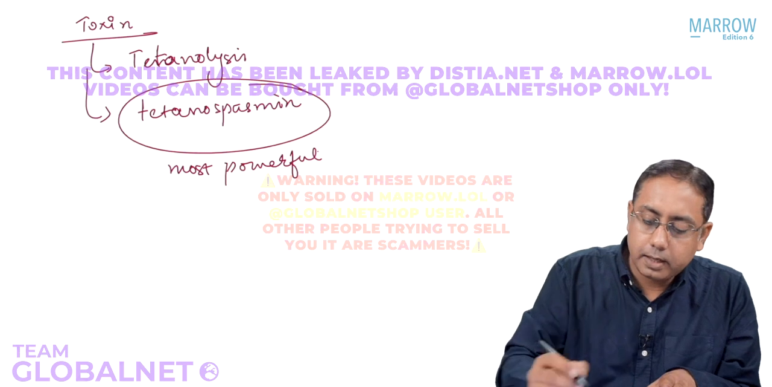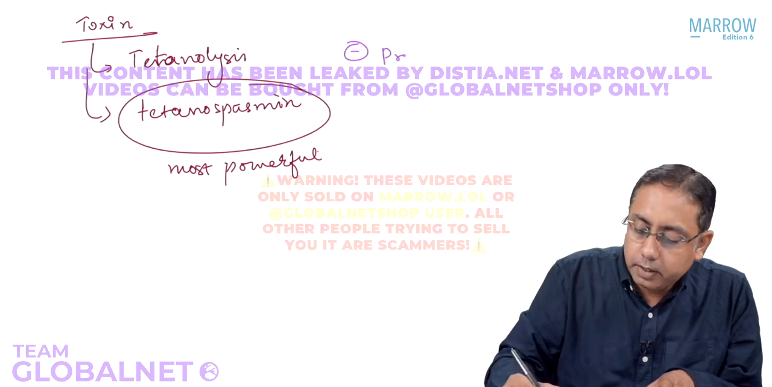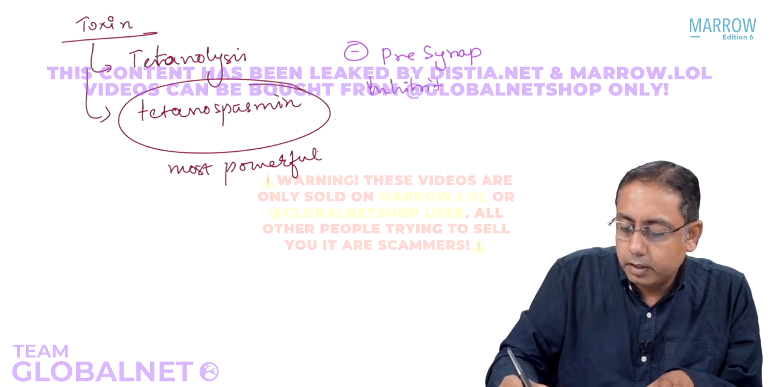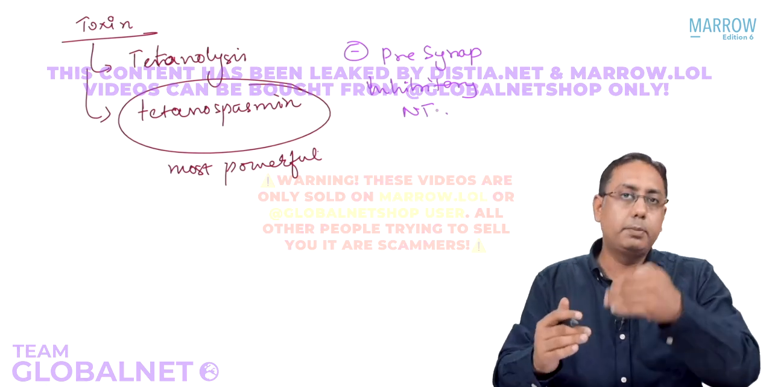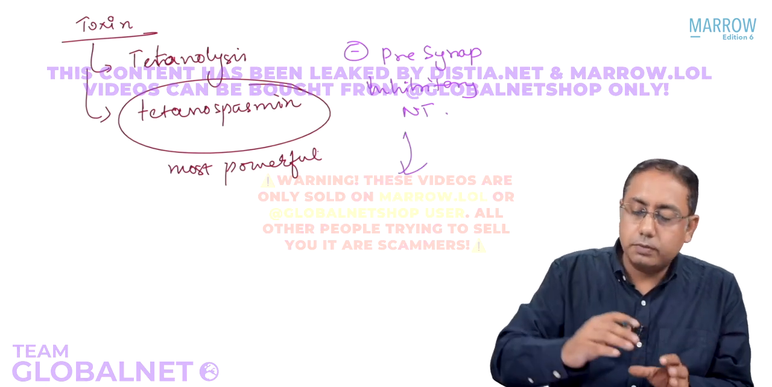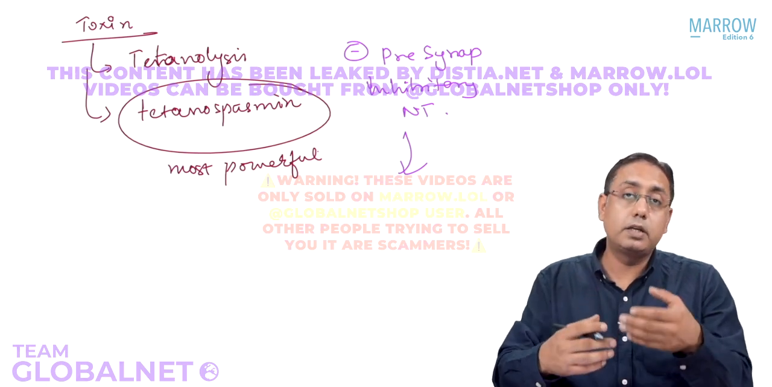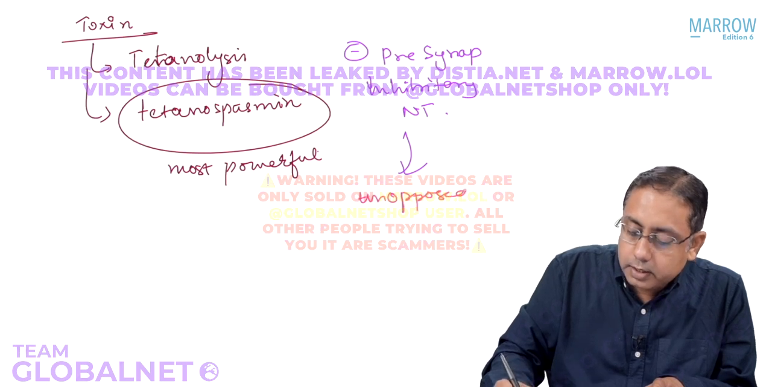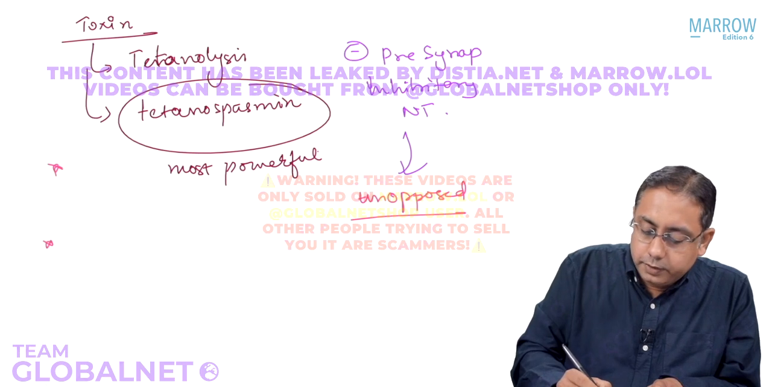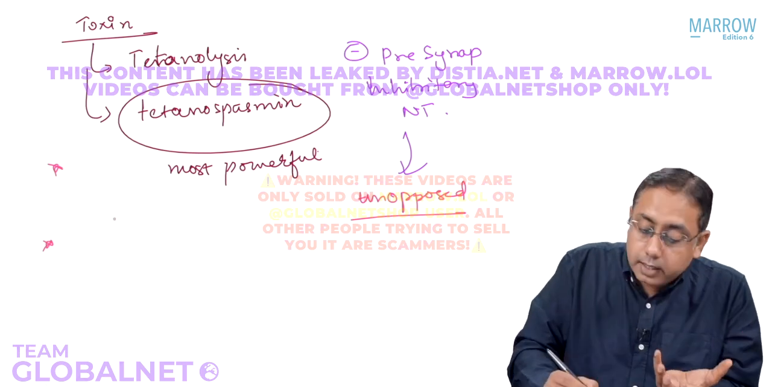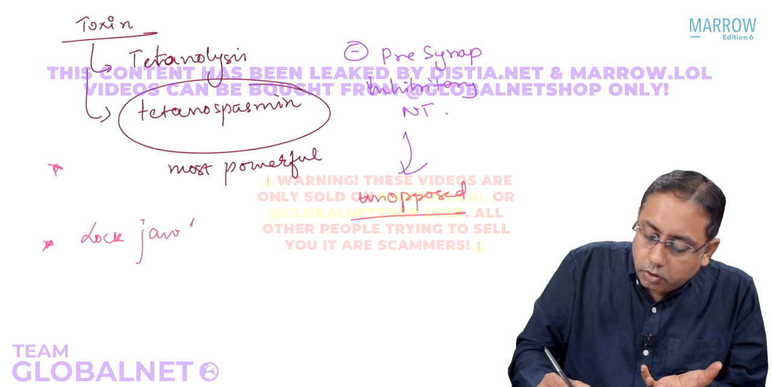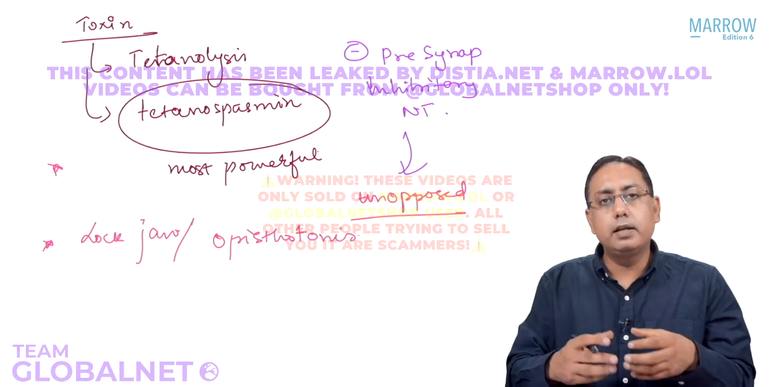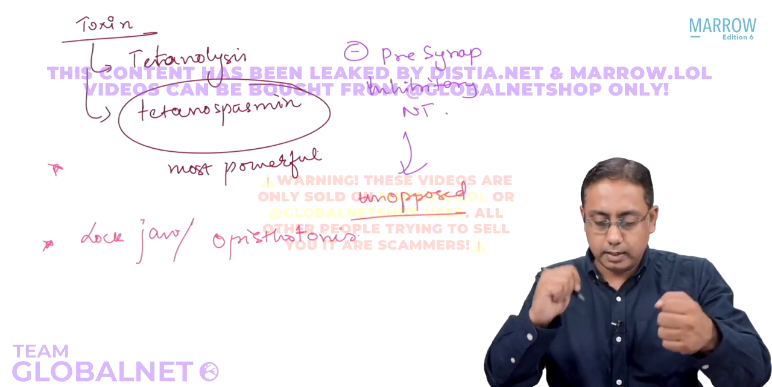It blocks the presynaptic inhibitory neurotransmitter release from the presynapses, and this blockage of the inhibitory neurotransmitter release causes unopposed muscle contraction. This unopposed muscle contraction is what is the problem. So typical clinical features due to unopposed muscle contraction would be lockjaw, or we have that opisthotonus position, and that is the reason it is called tetany.